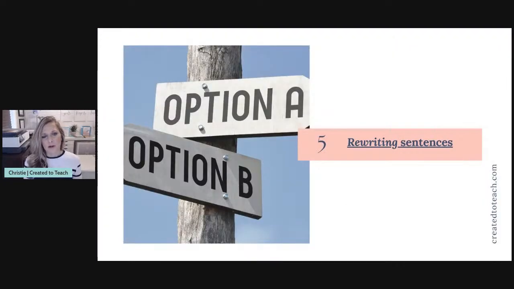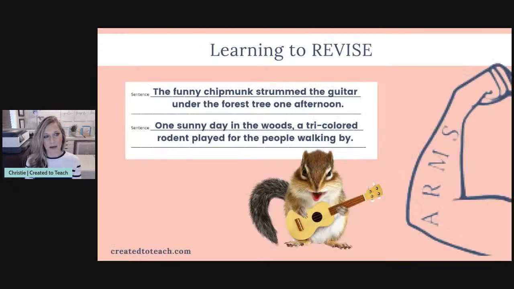And then part 5, question 5 that gets asked a lot is, what about rewriting sentences? That same template that I'm talking about can be used, and we're going to use it to not only write the sentence and piece our ideas together in a complete sentence, we're also going to revise that sentence.